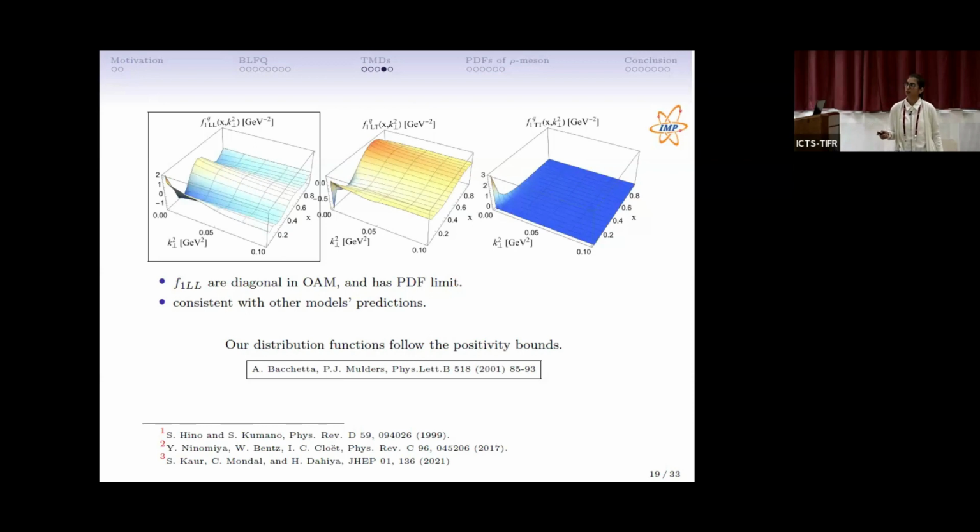These are the important ones. This one, f1LL, is important because it is going to be measured for the neutron case for spin-1, so it would be interesting to see the structure of this. And this one is f1LT and f1TT. f1LL also does not have interference between wave components and has this PDF limit. These are also consistent with other model predictions, and our distribution functions also follow the positivity constraints defined in this publication for spin-1.